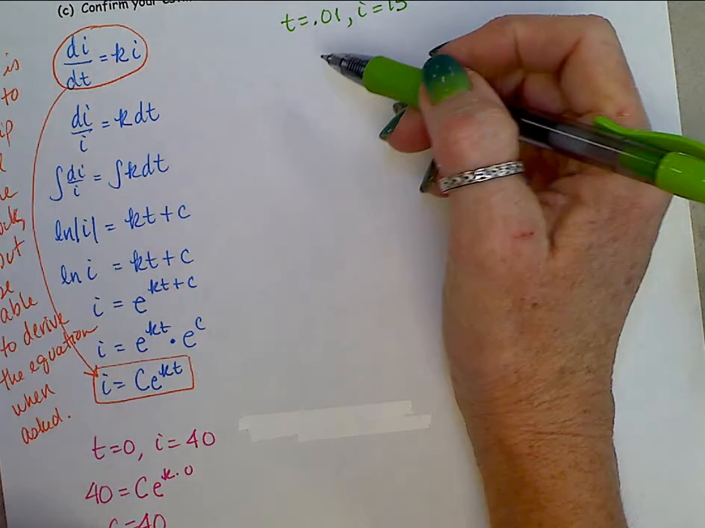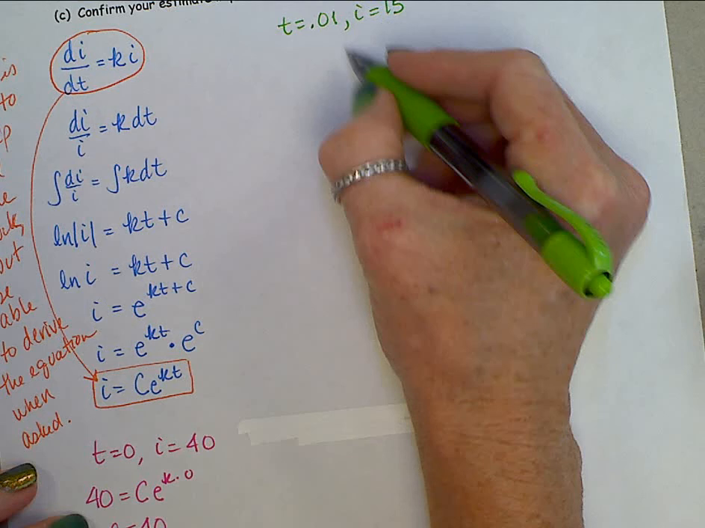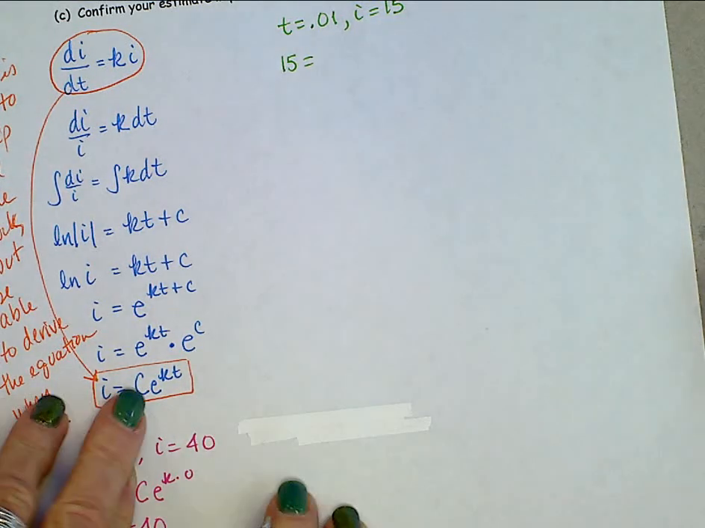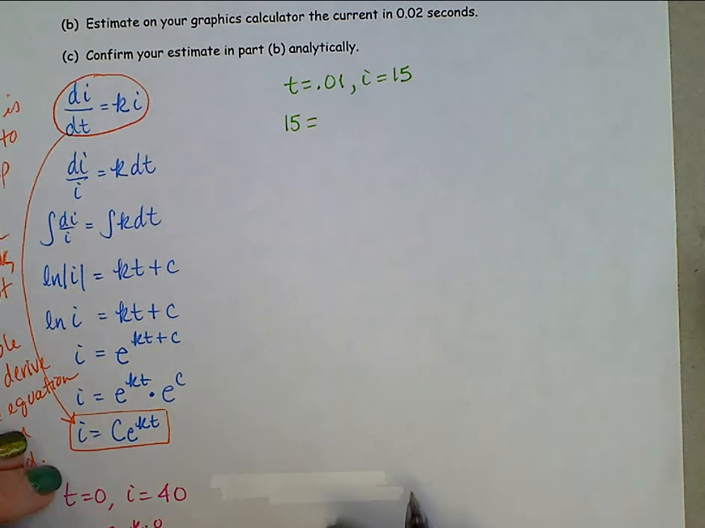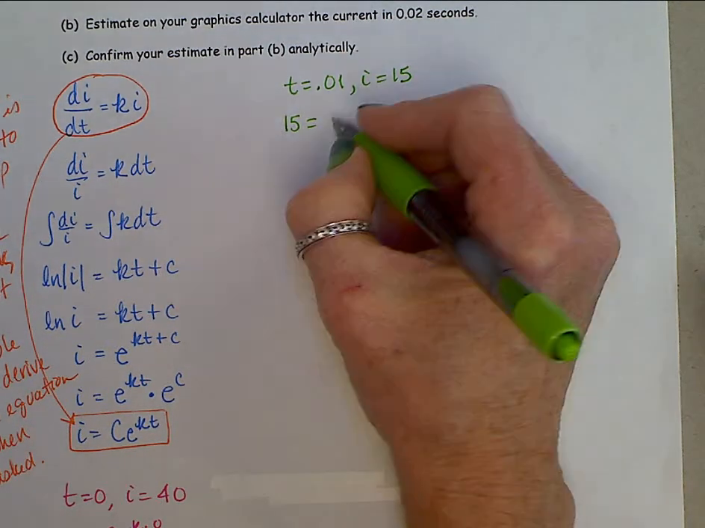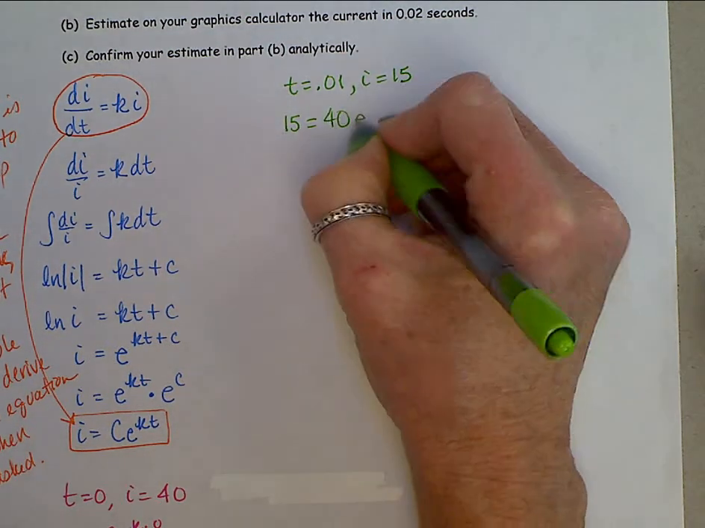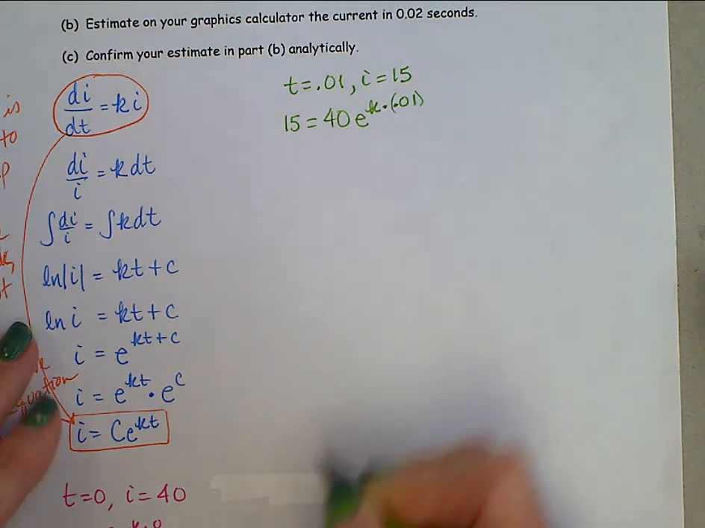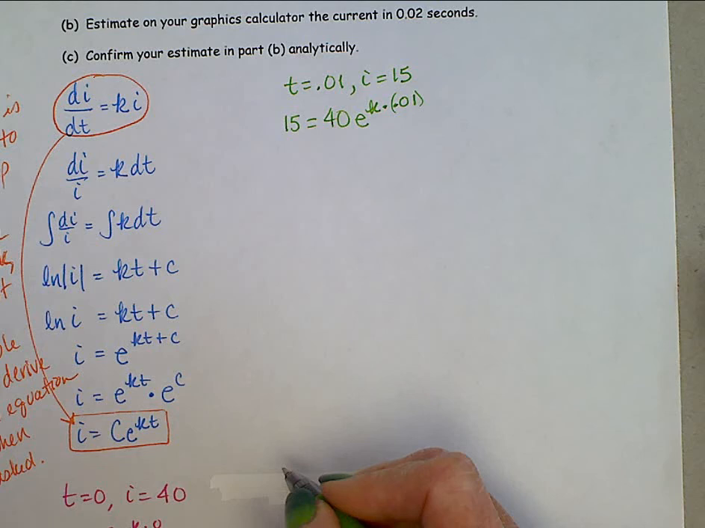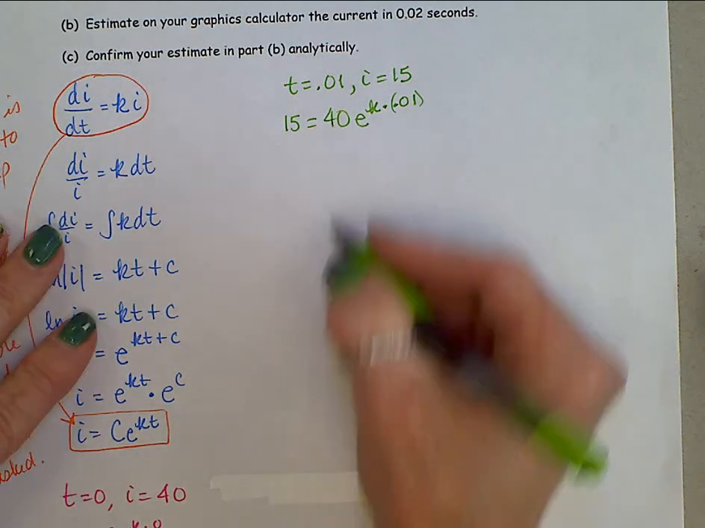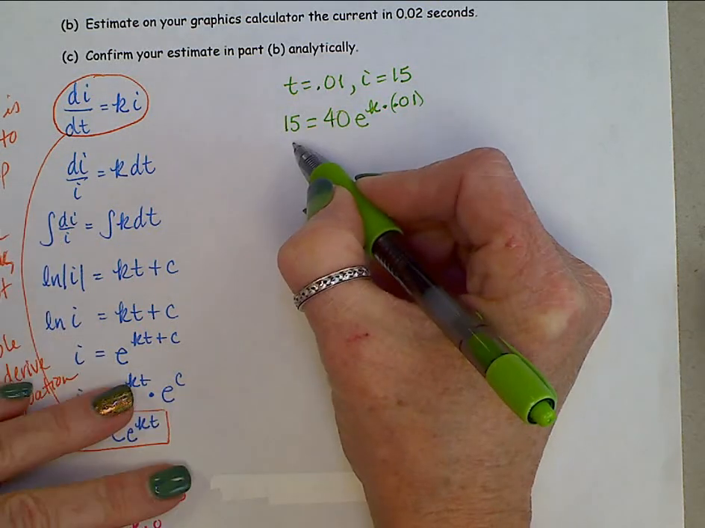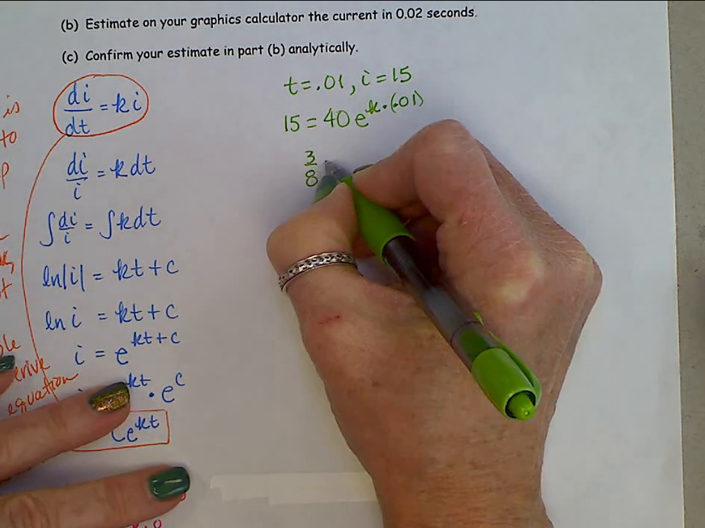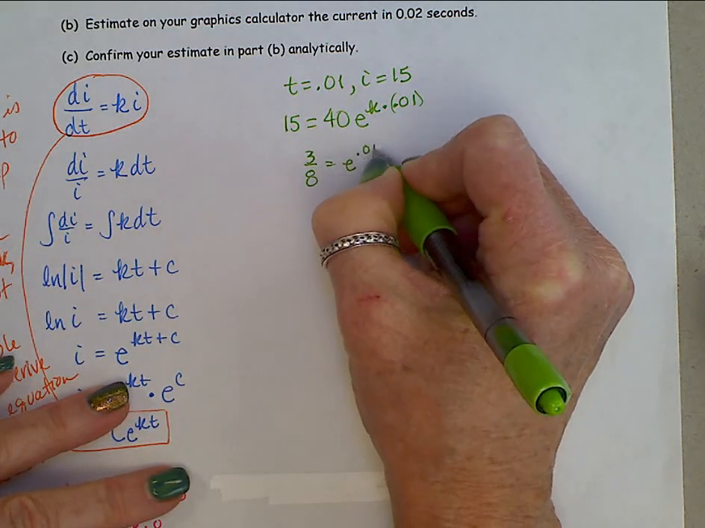And we'll plug that in, and we will have I(15) equals C, which we figured out was 40, e to the k times 0.01. Okay, now let's divide out this 40. And 15 over 40, that's going to simplify down to be 3/8 equals e to the 0.01k.